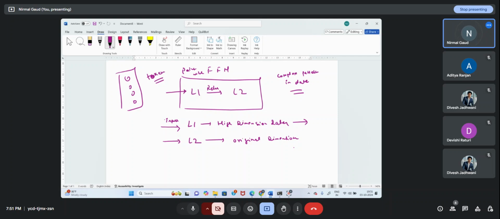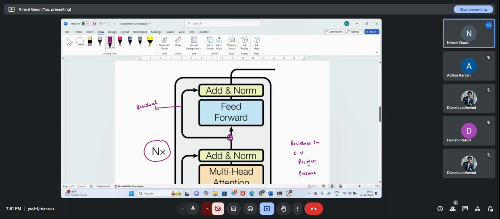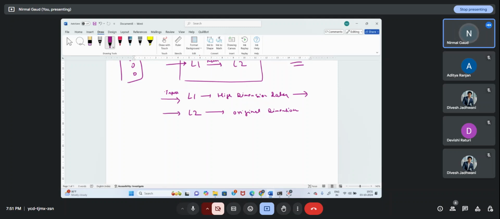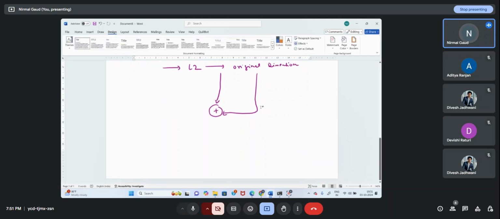Okay, so after performing this task, feed forward, whatever result we get from the feed forward, add the result which we have got from the previous layer. Just add both of them and perform normalization again. Normalization.